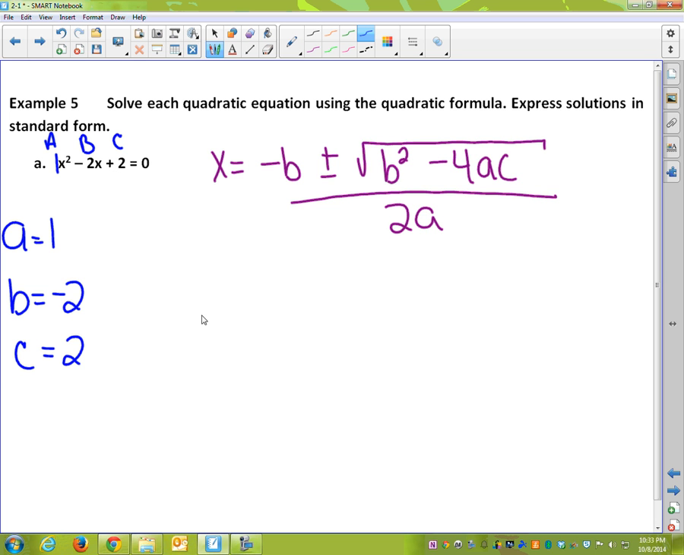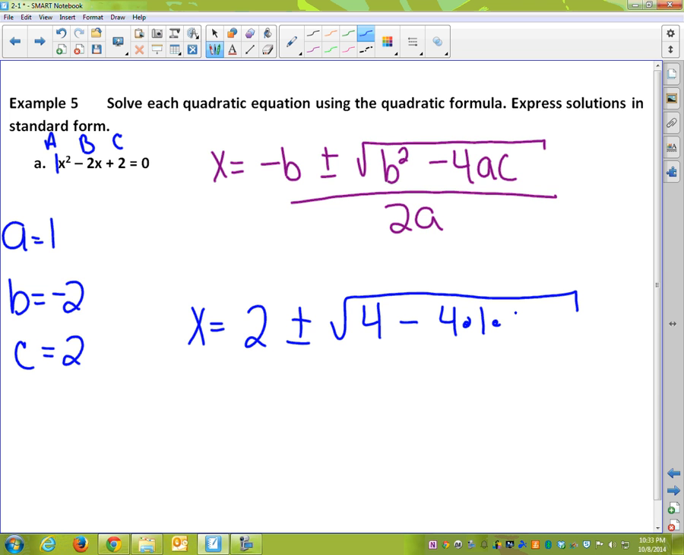Let's plug them into our equation. X equals opposite B plus or minus the square root B squared. So I'm going to go ahead and just do negative 2 squared and write 4 minus 4 times A times C all over 2A.